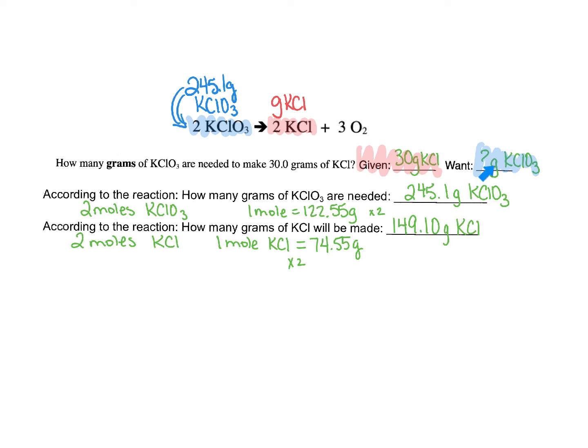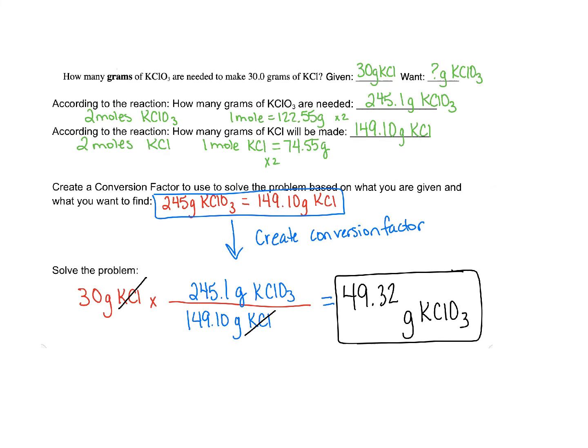I need that because I need to find out how many grams of KClO3. I'm given grams of KCl, so I'm going to calculate how many grams of KCl in this reaction. It says 2 moles of KCl. So I'm going to take the molar mass, multiply it by 2, and that tells me 149.10 grams of KCl. So now that I've calculated these two, I can put that into a relationship here.